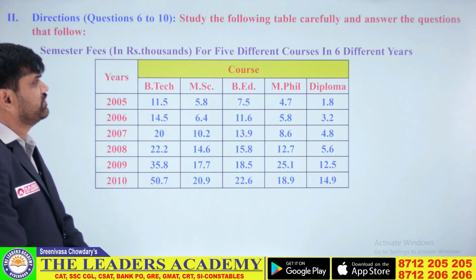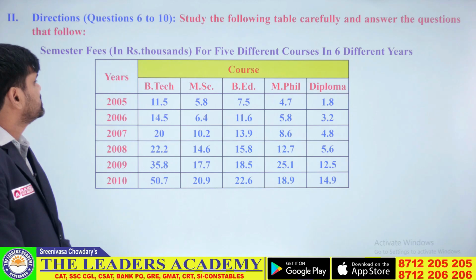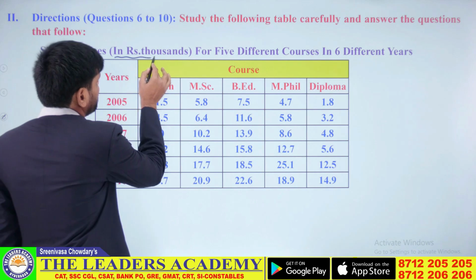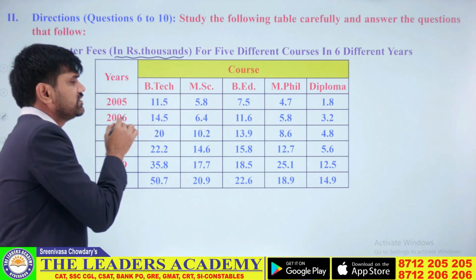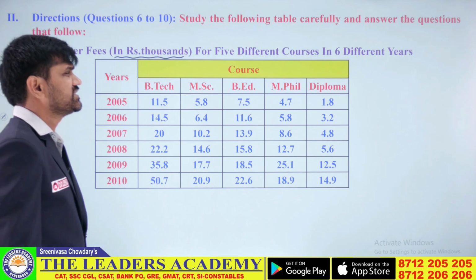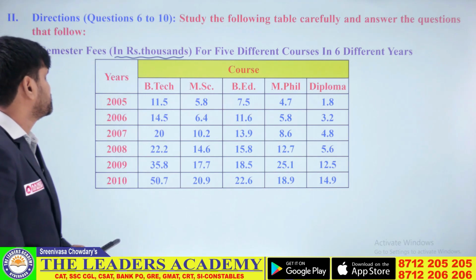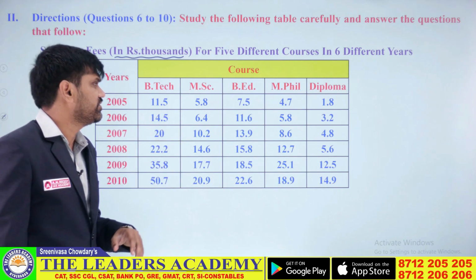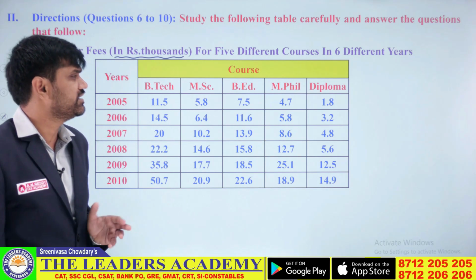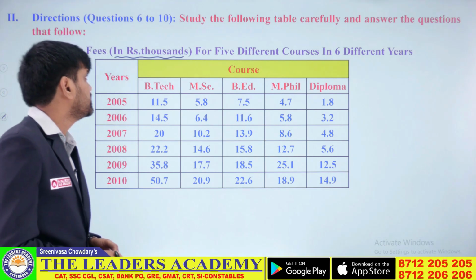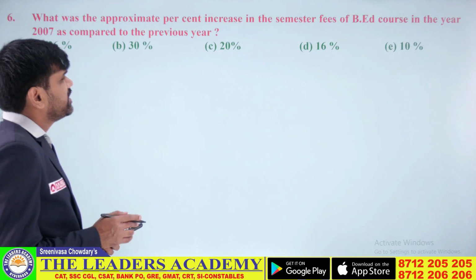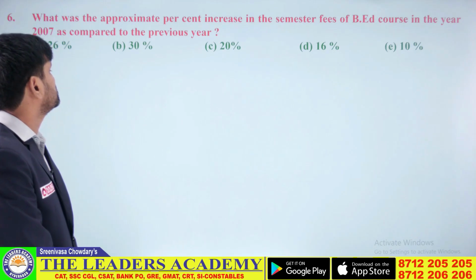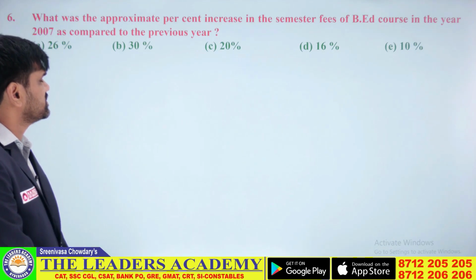Study the following table carefully and answer the questions that follow. Semester fee in rupees thousands. So whatever is given over here in the table is representing the value in thousands for 5 different courses in 6 different years. So 2005 to 2010 are the years they have mentioned. The courses they have given are BTech, MSc, B.Ed, MPhil and Diploma. What was the approximate percent increase in the semester fee of B.Ed course in the year 2007 as compared to the previous year?